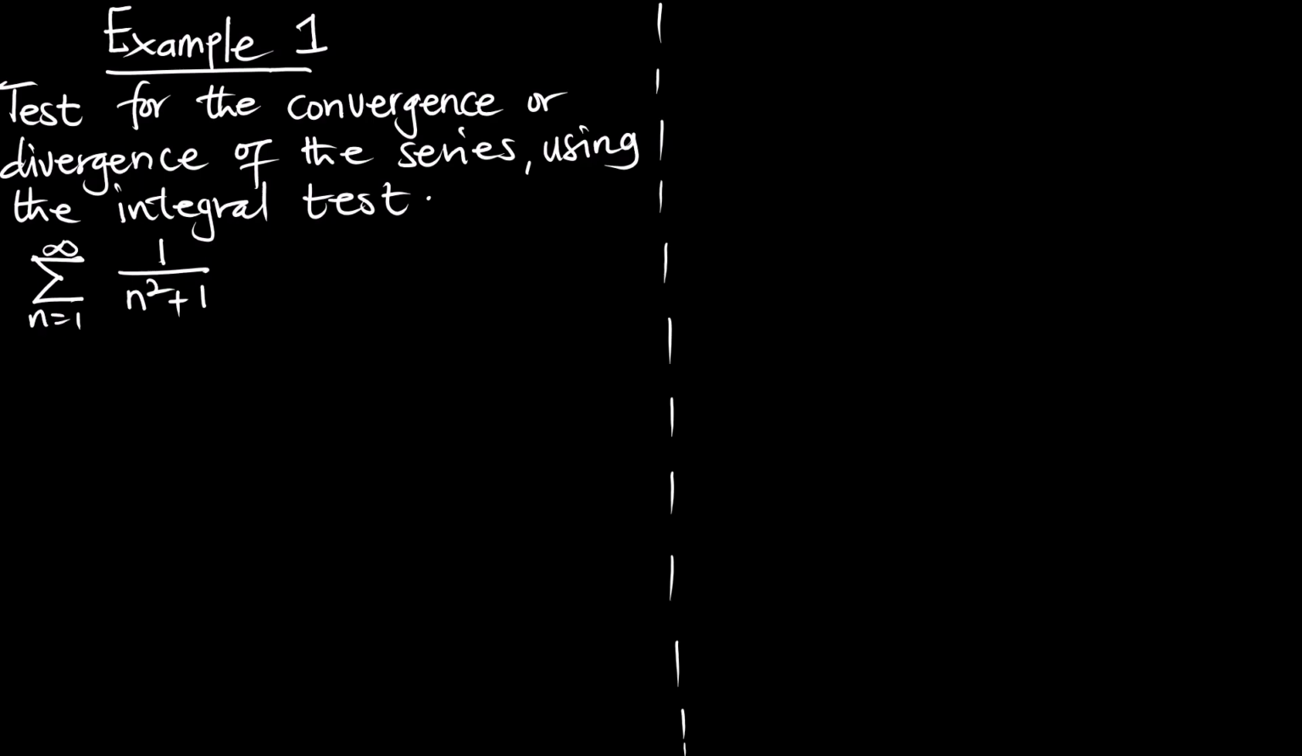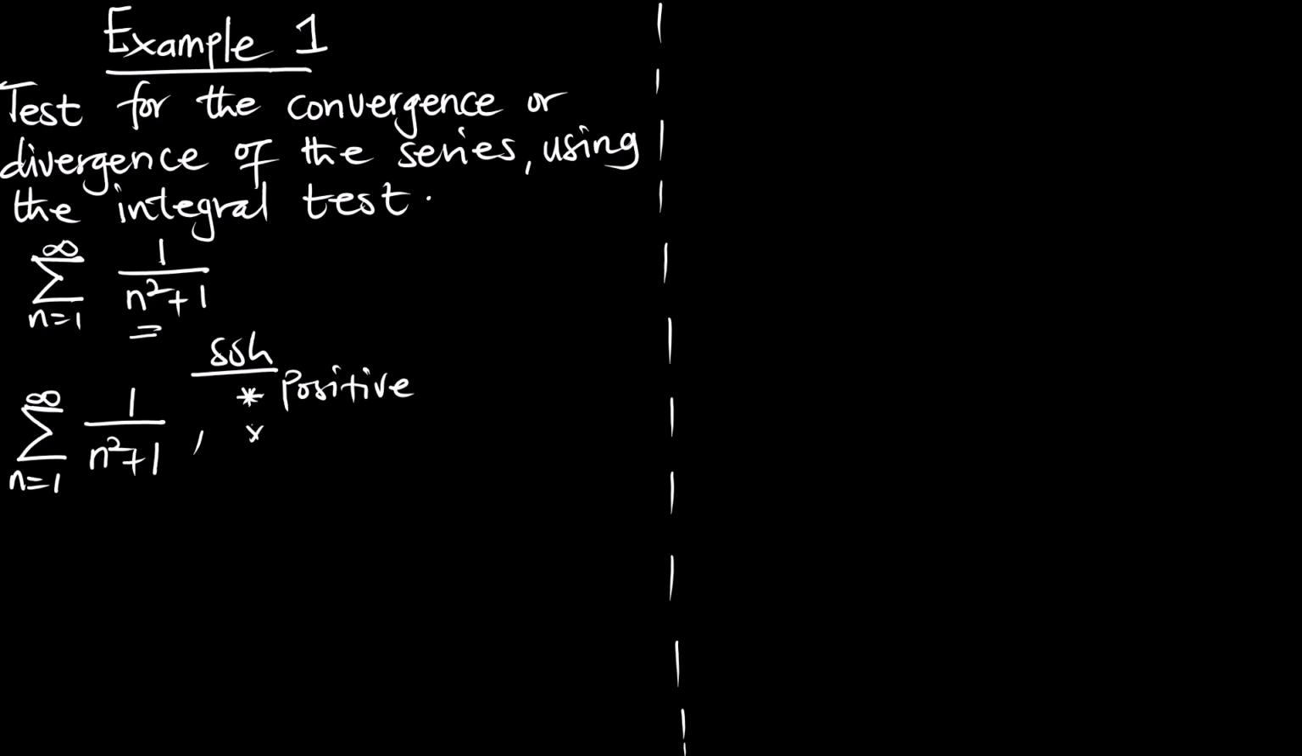Now example 1. Test for the convergence or divergence of the series using the integral test. So we have this series given. So our solution: first we must write down our series. It is the summation of the series from 1 to infinity of 1 on n squared plus 1. So basically we need to establish three things: to test if the series is positive, to test if it is continuous, and to test if it is decreasing.